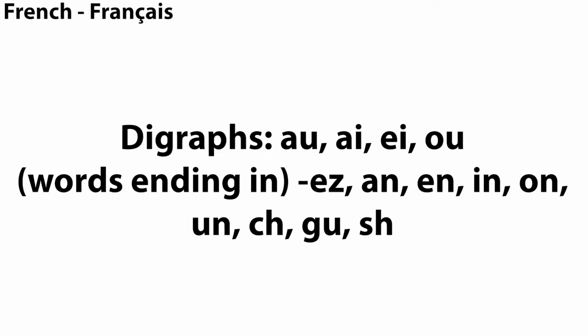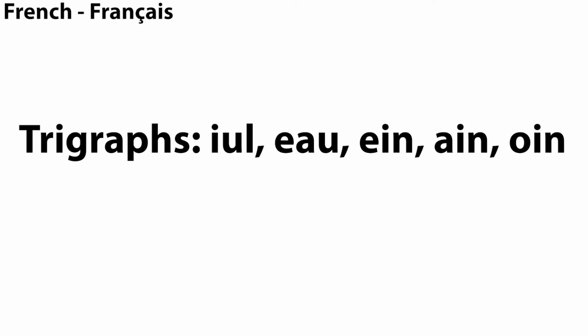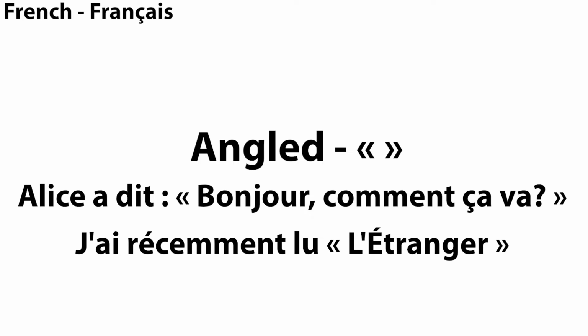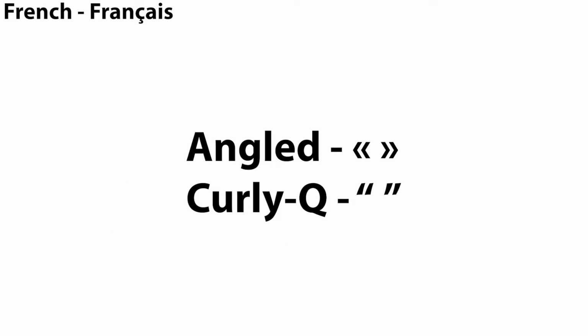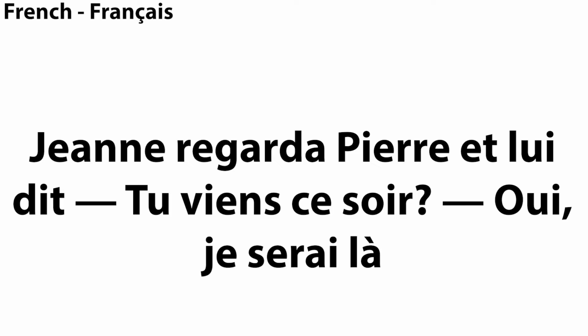Digraphs you may see in French include AU, AI, EI, OU, or quite popularly a word ending in EZ, AN, EN, IN, ON, UN, CH, GU, SH, and then some trigraphs would be EUIL, EAU, EIN, AIN, OIN, and obviously again the list is more extensive than that. Just like with Spanish, the French language can also use the angle quotation marks, but again, just like Spanish, they can also use the curly quotation marks. And dialogue is traditionally introduced by means of dashes, again similarly to Spanish.